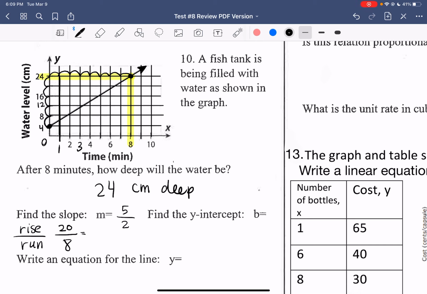And then we have our y-intercept where it crosses the y-axis, which is at a positive 4. So putting those together, we have y equals 5 over 2 x plus 4. And if you write 2.5x plus 4, you technically would not be wrong.